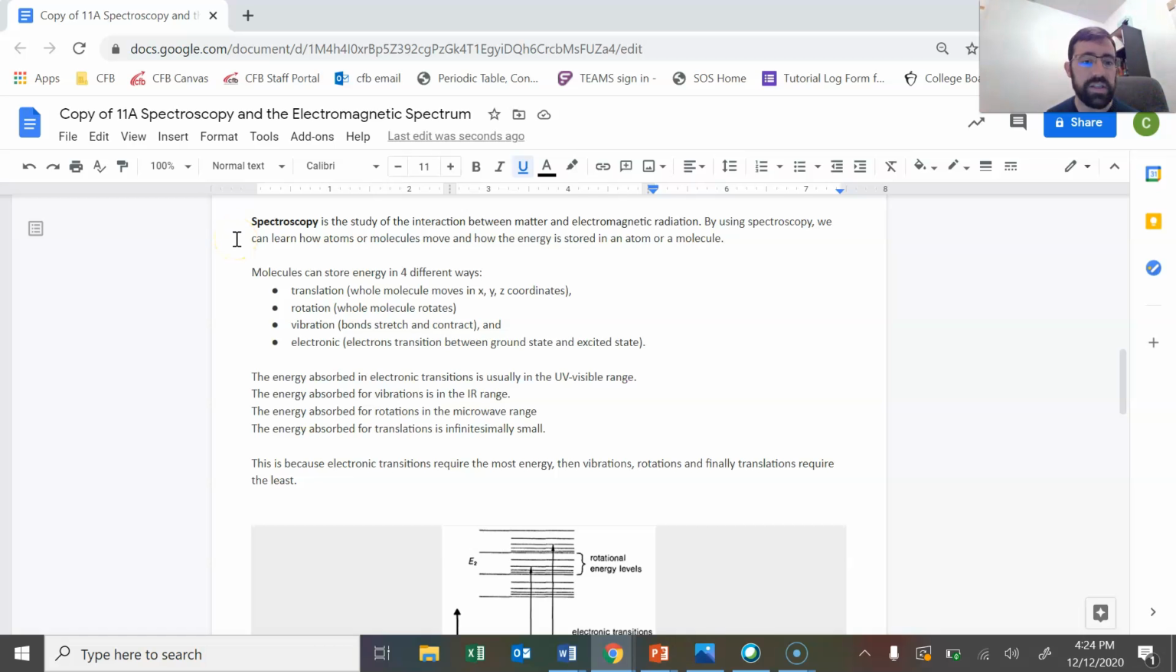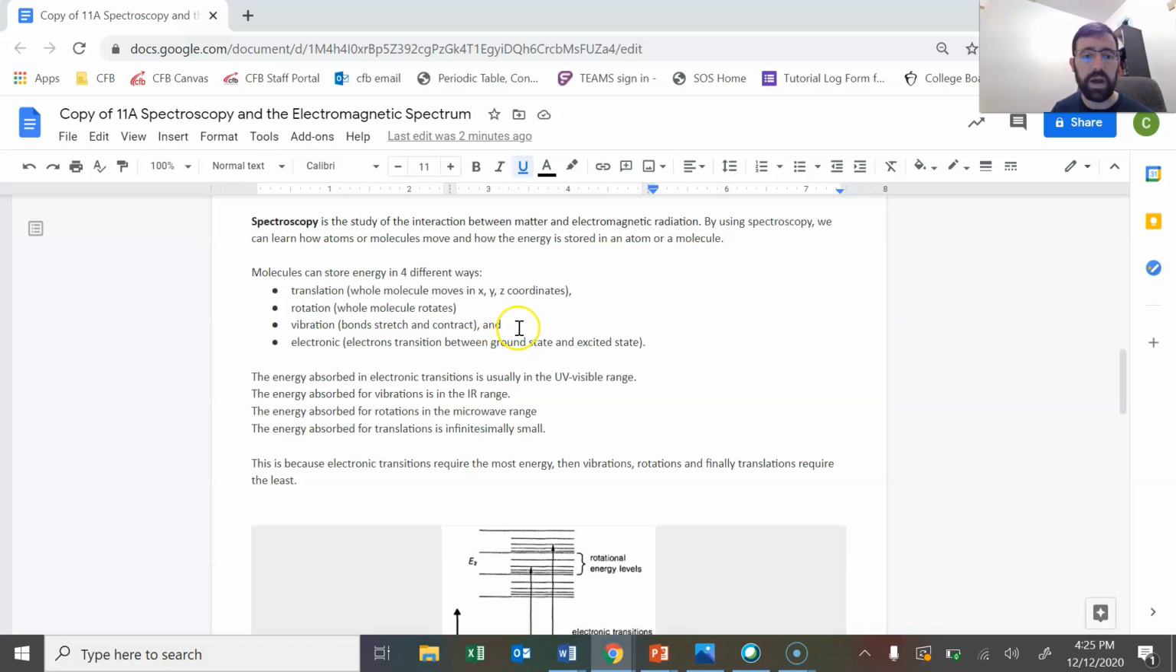So molecules can store energy in 4 different ways. Translation, that means the whole molecule is moving in X, Y, or Z coordinates. So if we have a molecule, it would just move to the left, to the right, up, down, forward, backwards, or at some angle, but the molecule itself is moving. Rotation, that means the whole molecule is rotating. So it may not be moving around, but it's spinning on an axis.